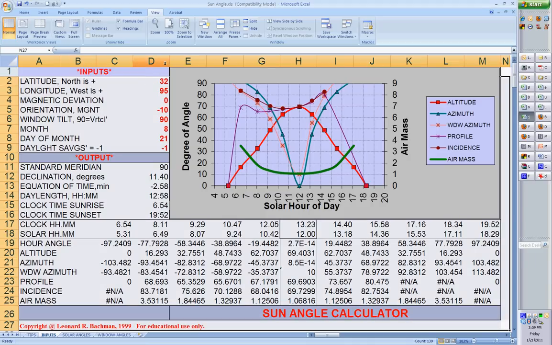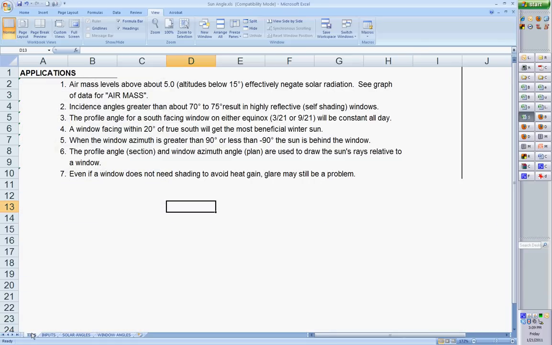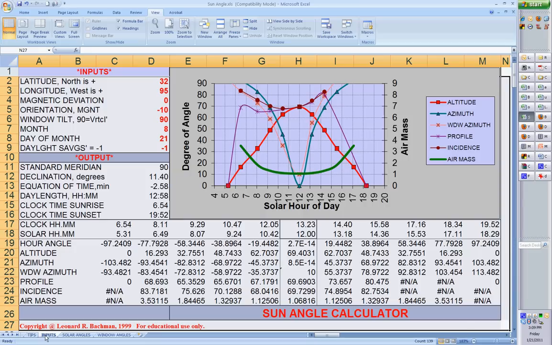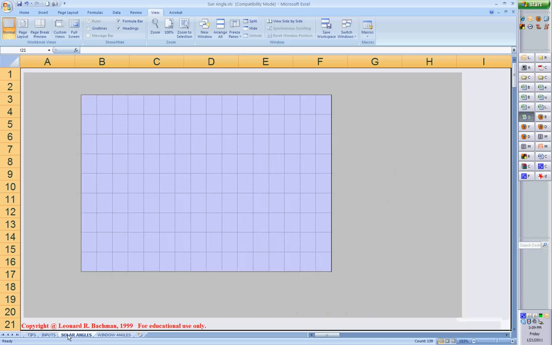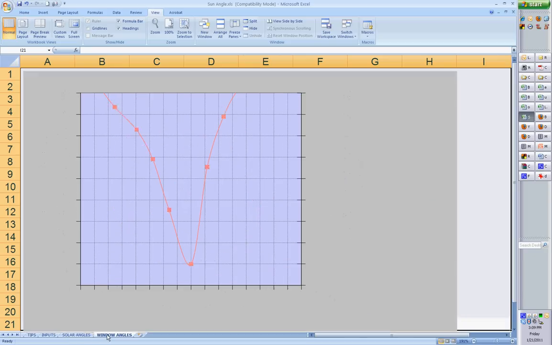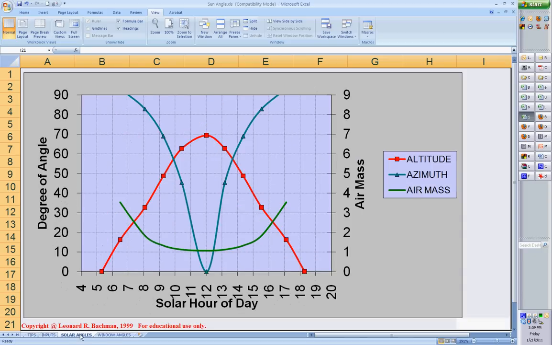Hello again. This video demonstrates the use of a sun angle calculator spreadsheet. Like all of the spreadsheet tutorials in this class, or most of them at least, there is a screen that shows you something about the spreadsheet, sort of a help window. There's a main input-output window, and like many of them, there are some extra windows for other visualizations.